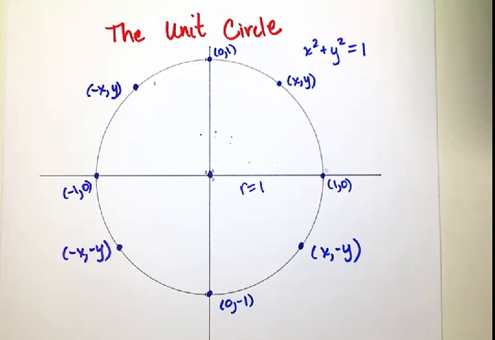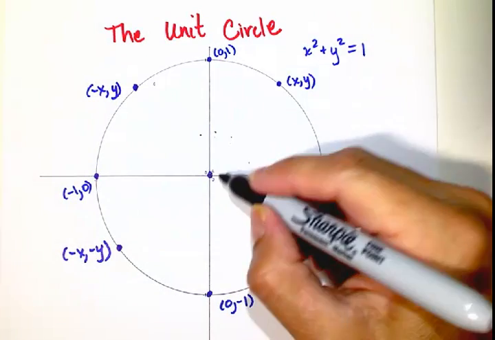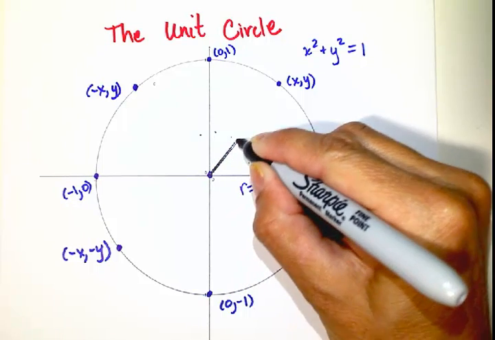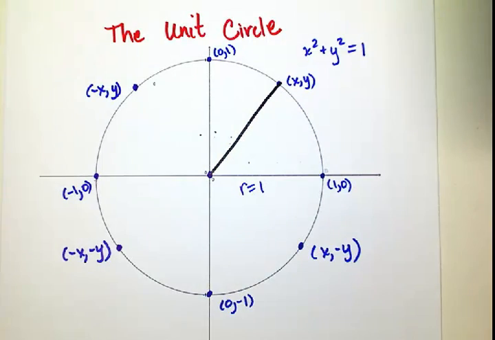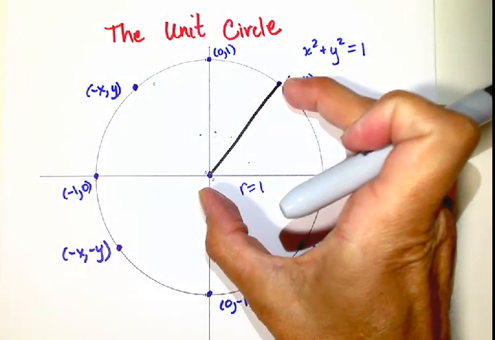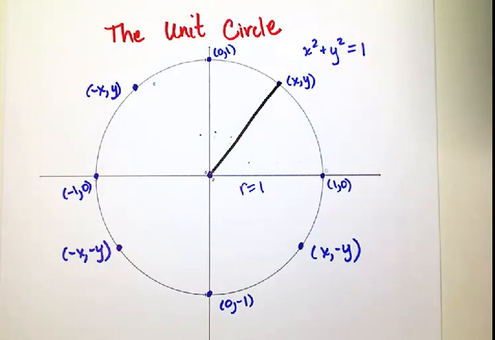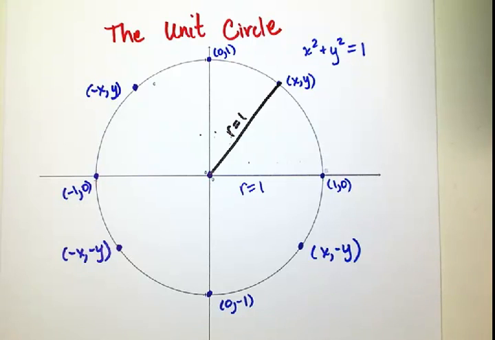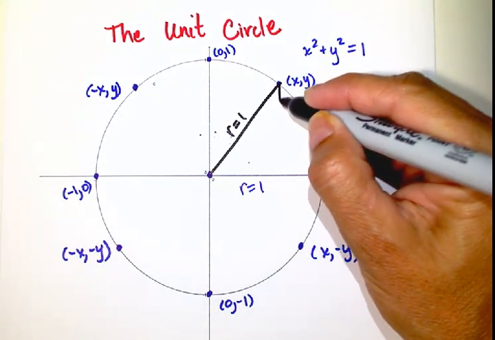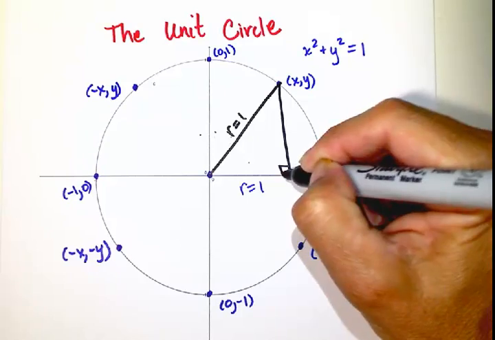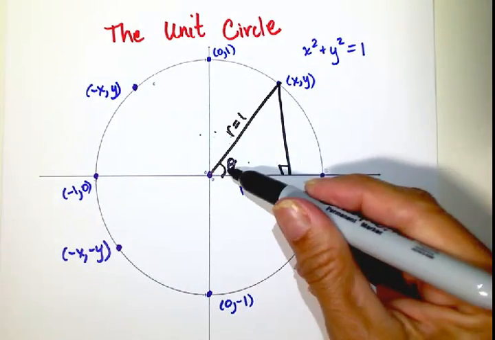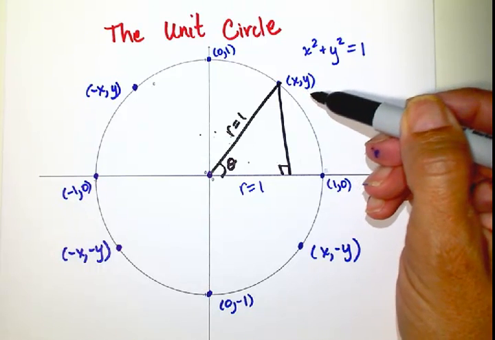Okay, let's draw a triangle that passes through the point x, y, a right triangle. So first of all, let me draw the hypotenuse of this triangle, and notice that this line segment forms a radius of my circle, so I know that it has distance 1 as well. Now if I drop down this vertical line and form the right triangle, I'm going to call this angle theta. And notice that theta corresponds to this particular point x, y.